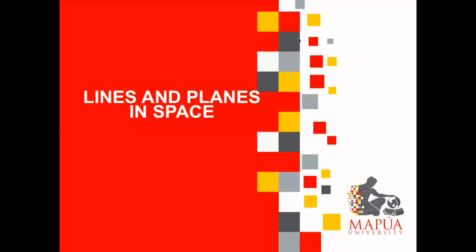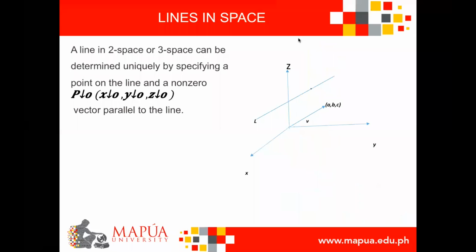Good day. I will now discuss the lesson on lines and planes in space. So we have here a line represented by this line L, and we have here a vector V which has its initial point at the origin.